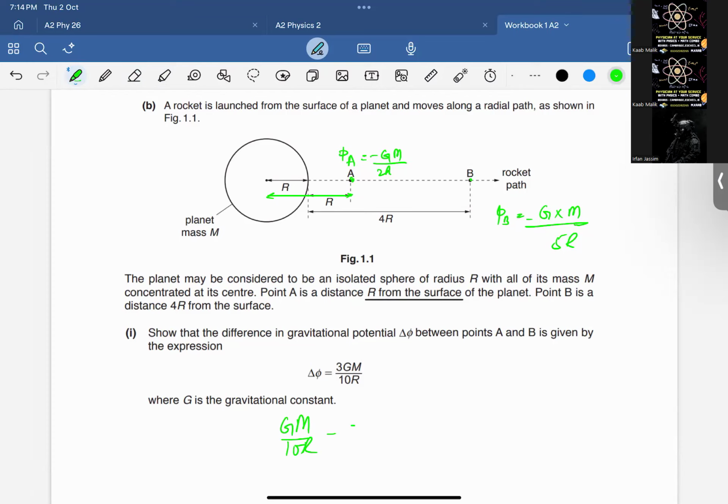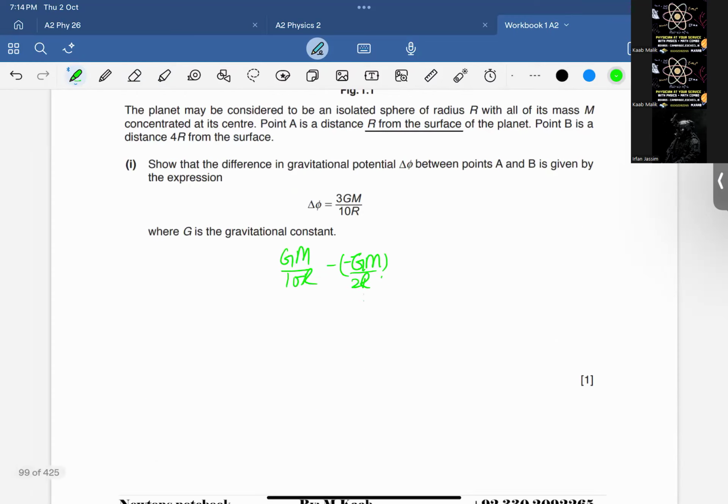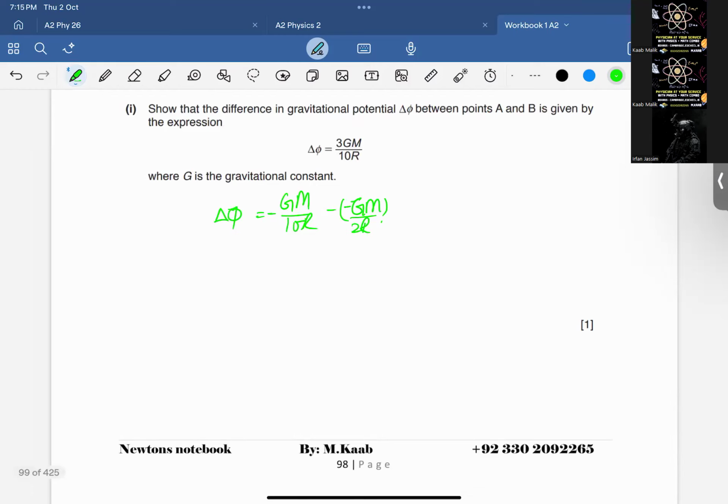So minus minus GM over 2r. So these are the distances, and this is how we can find out the delta phi. And there's a negative sign as well, so you can solve it.